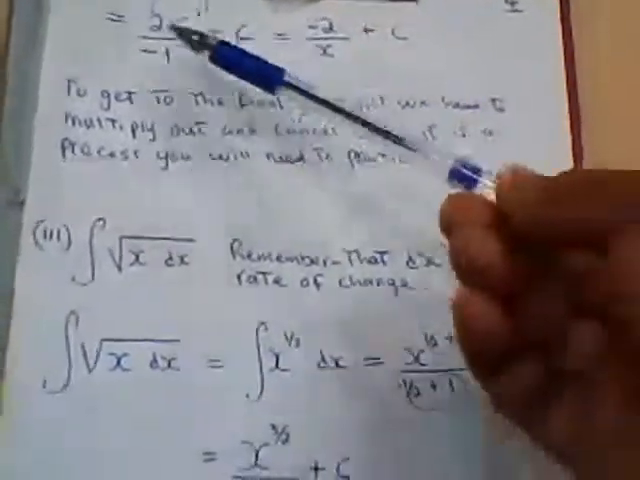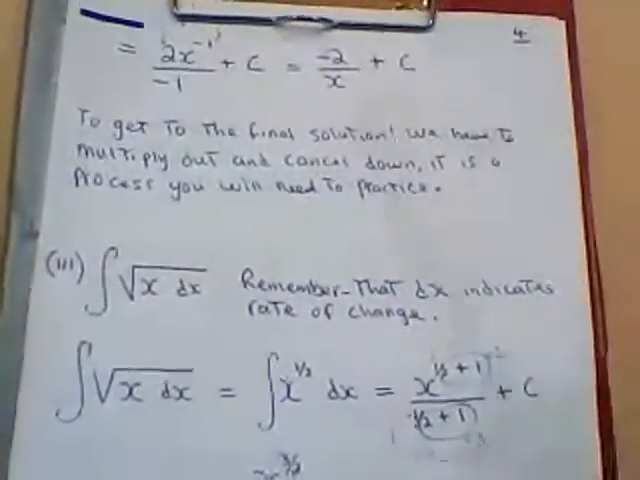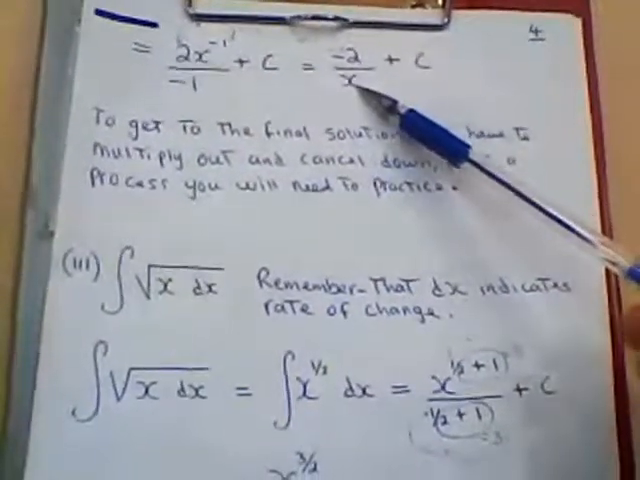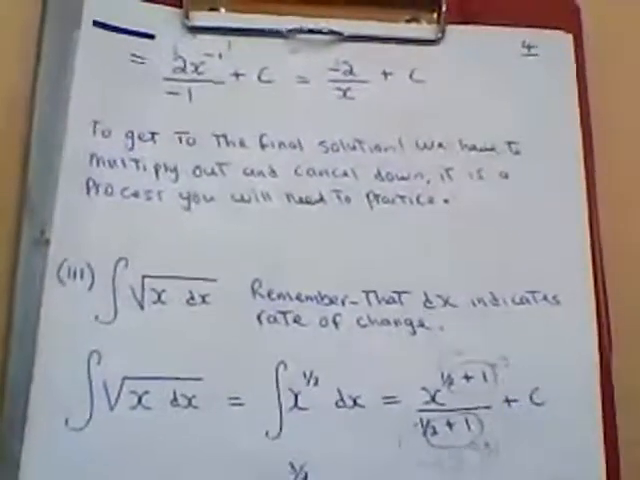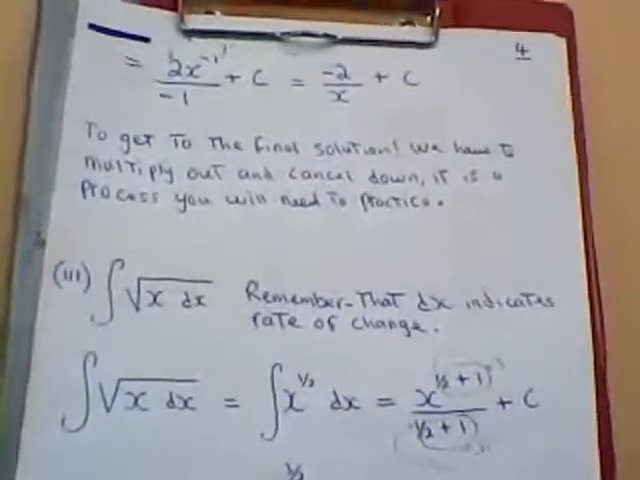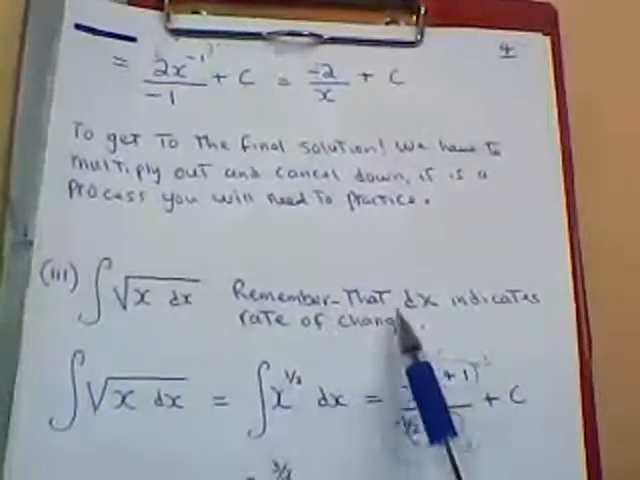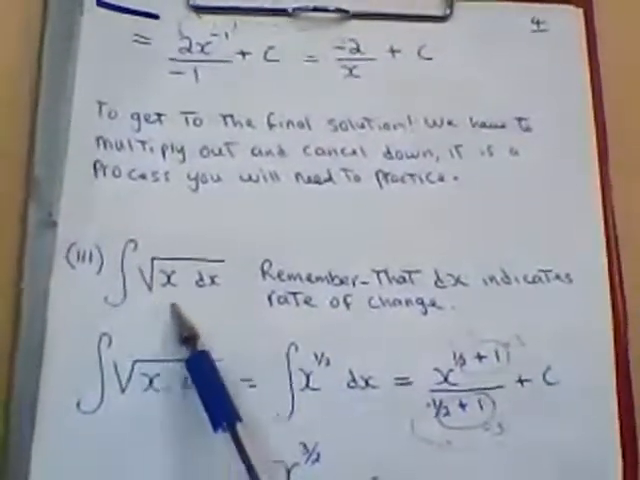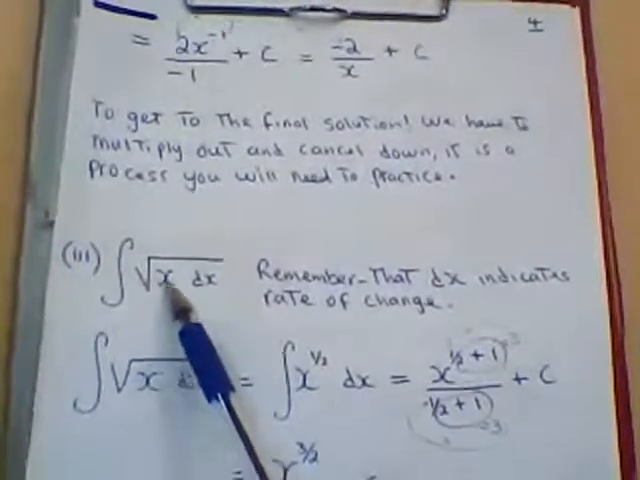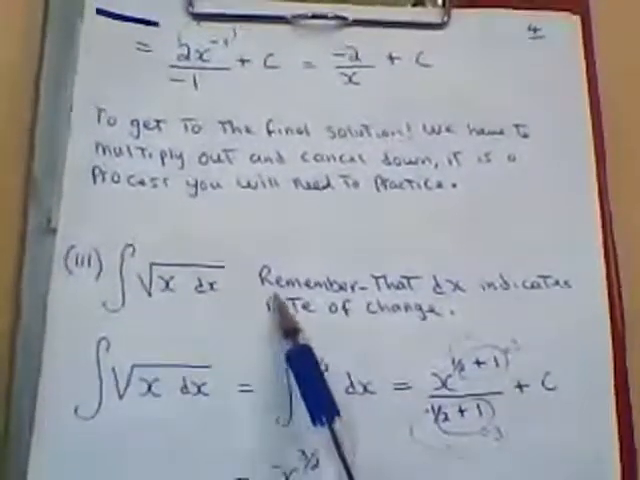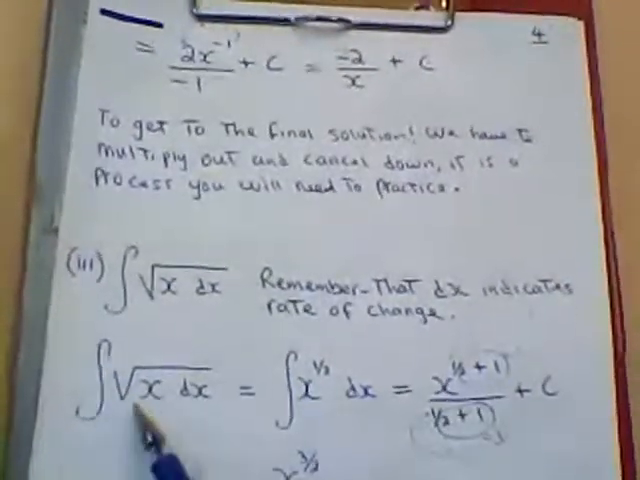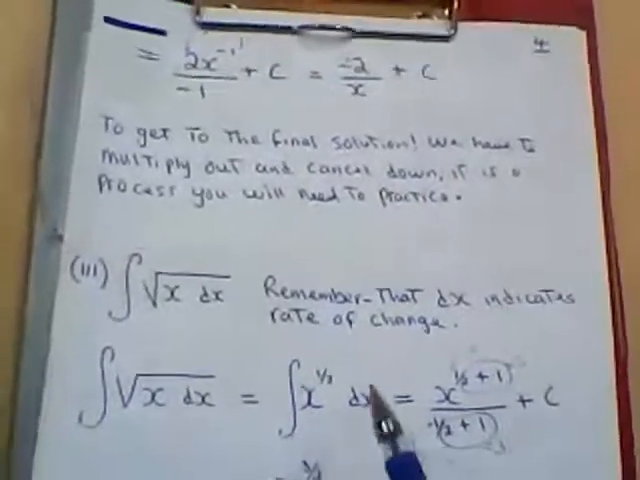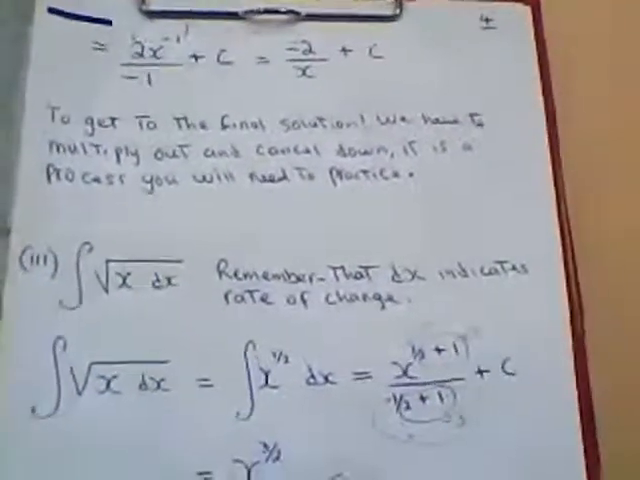Now, some processes here are automatic. You just do it automatically in your head, and you know the result is there. Now here, square root of x with respect to dx. And here we have integration. Again, looking at integration still.